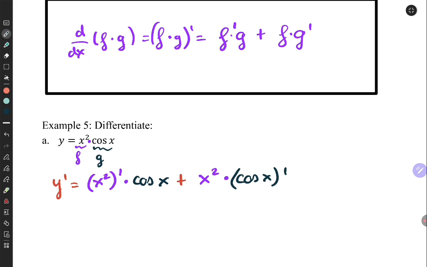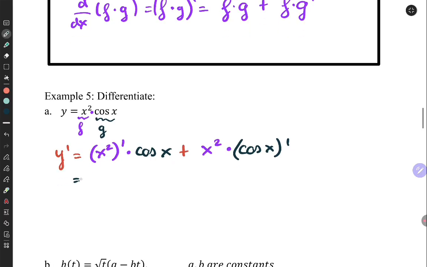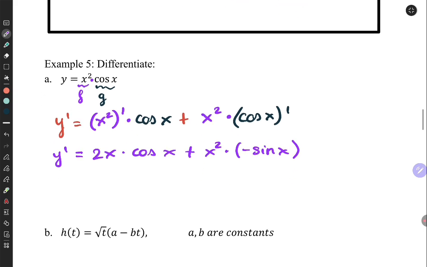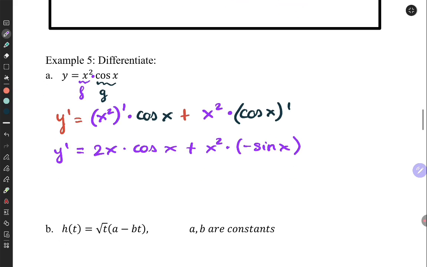When I write it out like this, now I'm able to take the derivative term by term. In this term, I only take the derivative of this, which is 2x cosine x, plus x squared times negative sine x. There you go. That's simple.